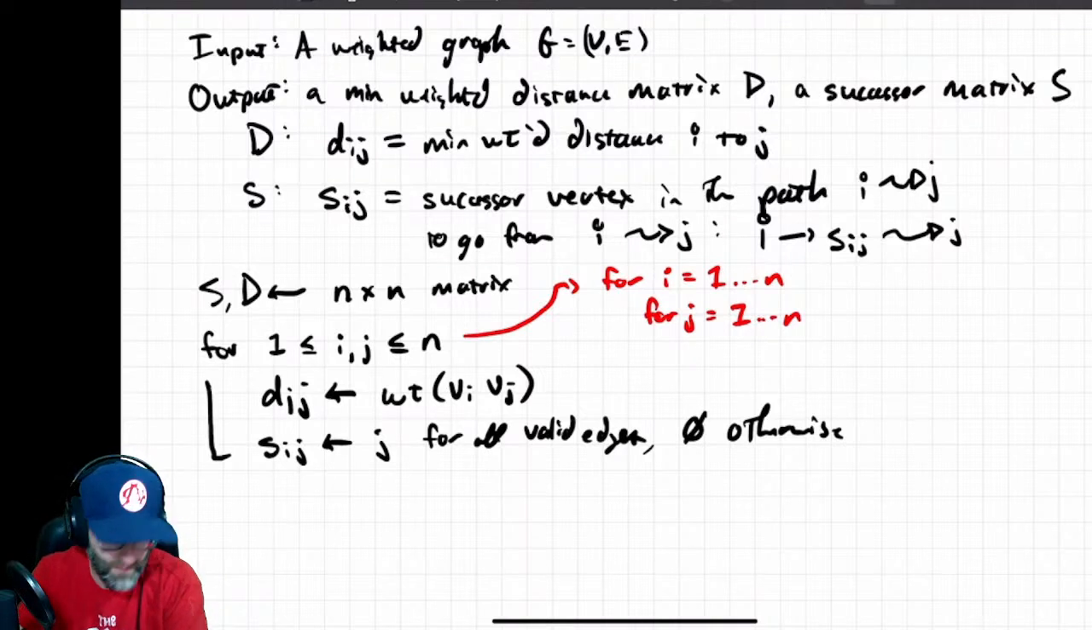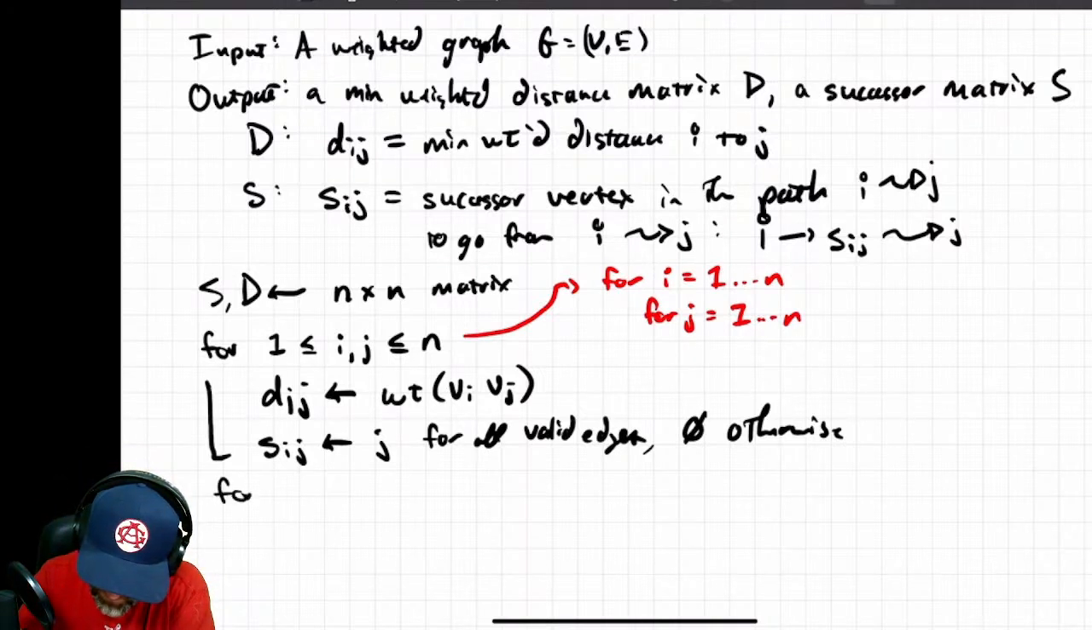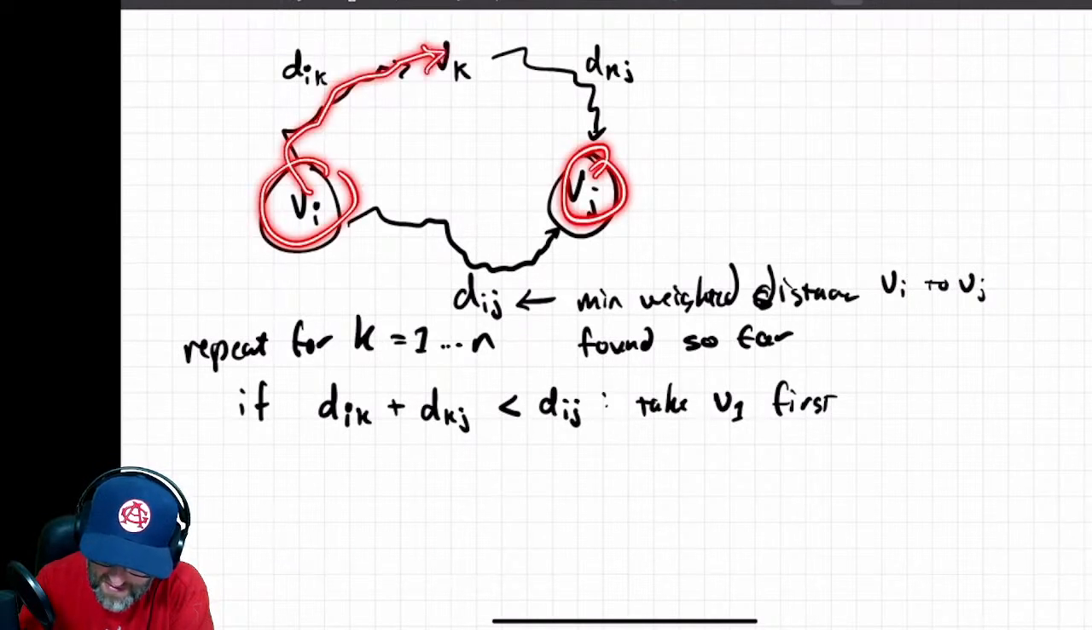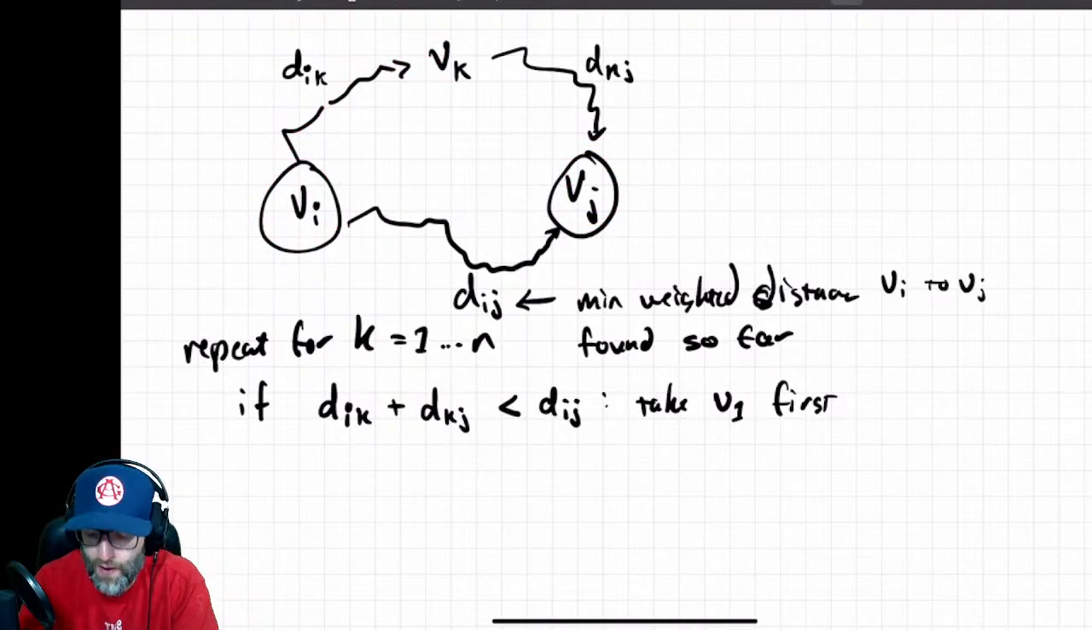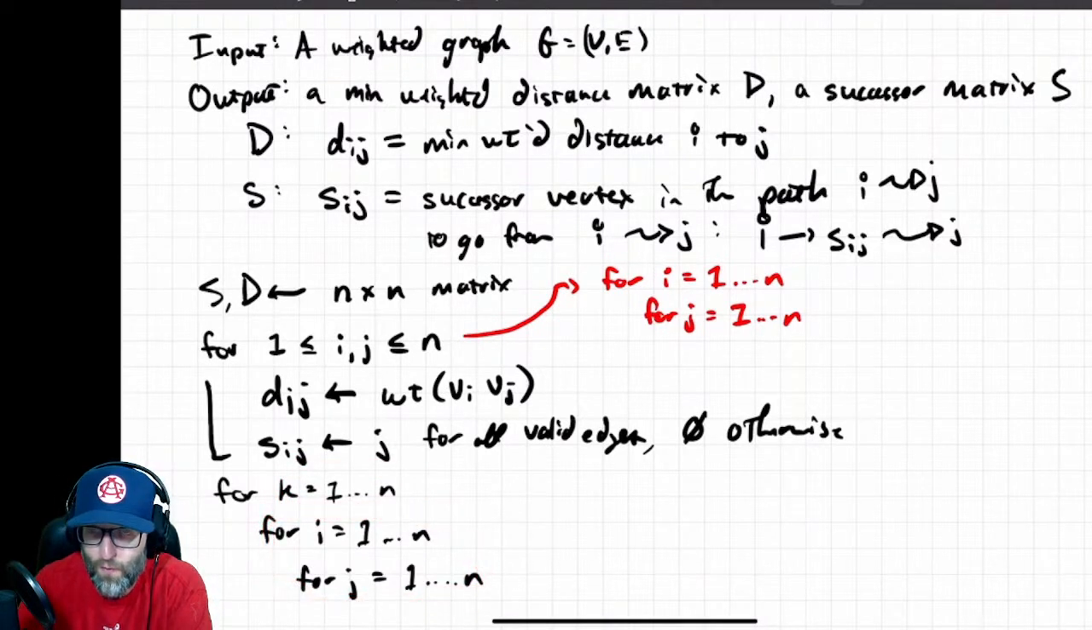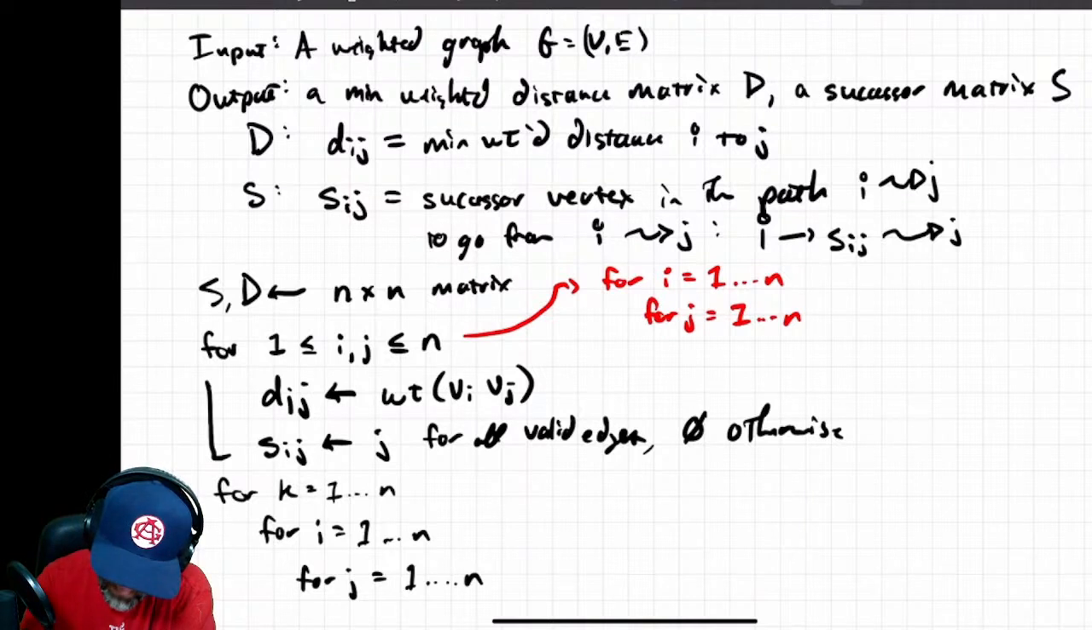That's the initialization. And then I have really simple for loops here. For k running from 1 up to n, for i running from 1 up to n, for j running from 1 up to n. Basically the idea that we just enumerated here. For each i and j, I needed to ask the question about v1, then v2, then v3, and that's what the outer for loop is doing, and then these two inner for loops are running over all pairs.